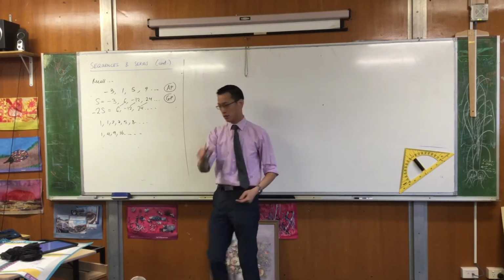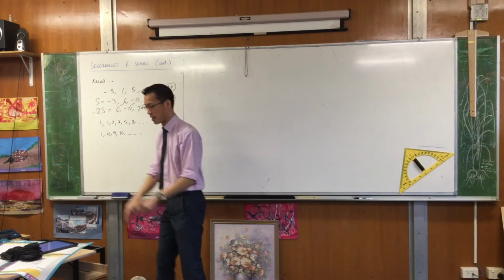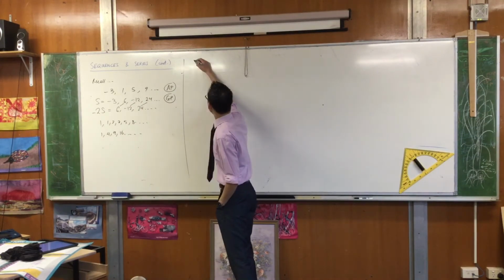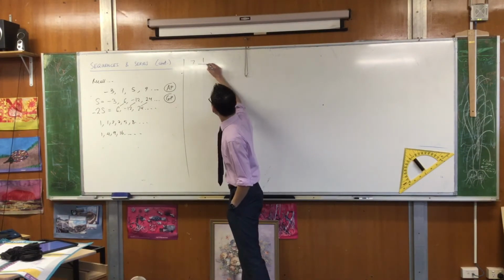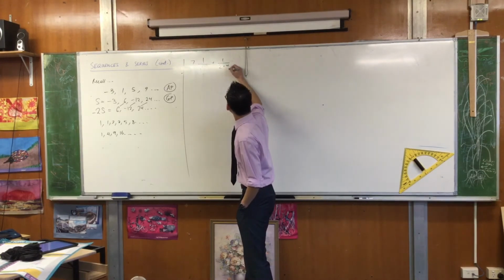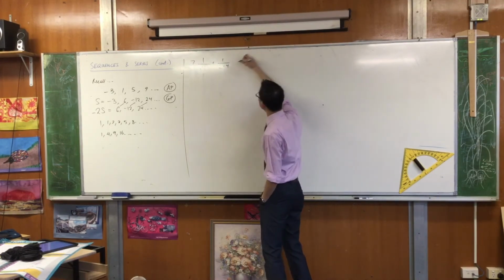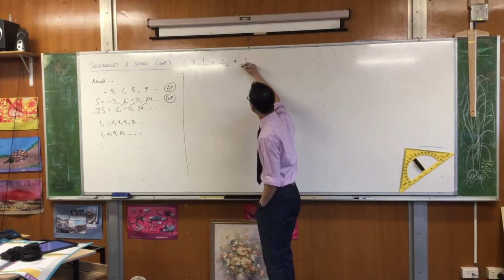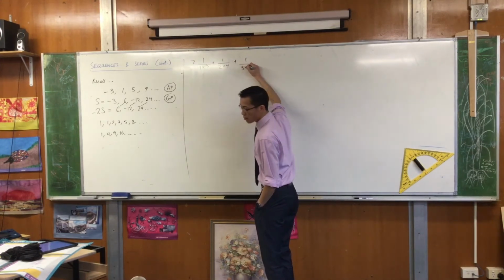So the question I asked you to look at, and it might help if we actually write this down first, was this one. It was number 7, and it looked like this. What's this? 3 times 5, I think? Yep.